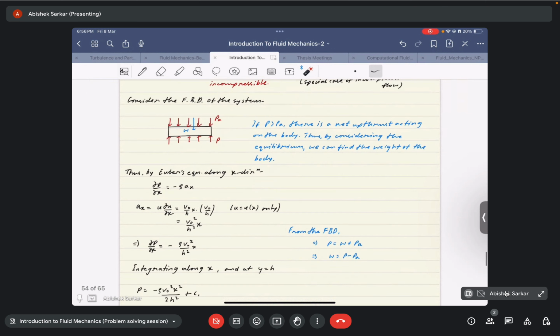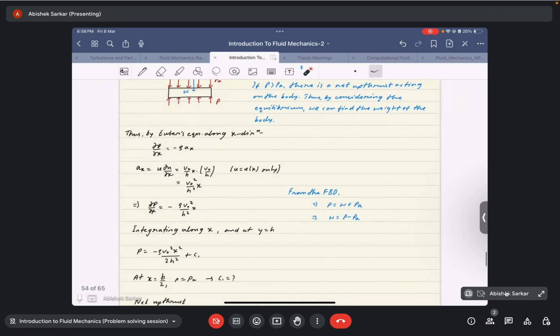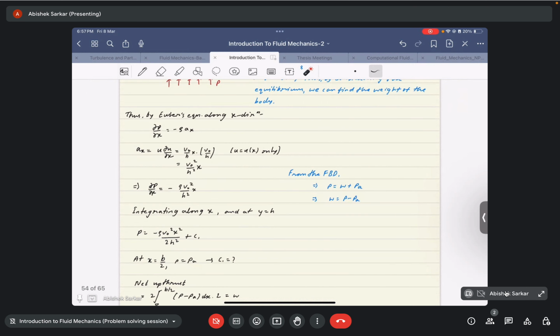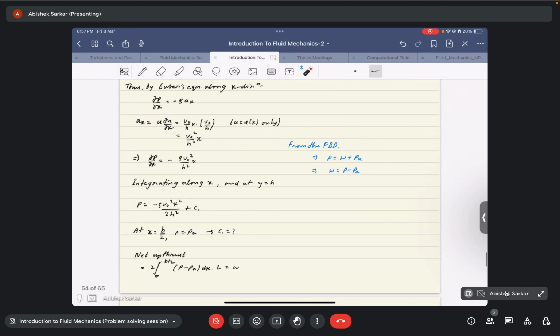So once we integrate, we get that p is equal to minus rho v naught square x square by 2h square plus some constant c1, okay. So to find this constant, if we assume that at x equal to b by 2, p is equal to pa or atmospheric pressure, then we can find c1, okay. See, I am not solving the equation here, okay. I want you to solve that.